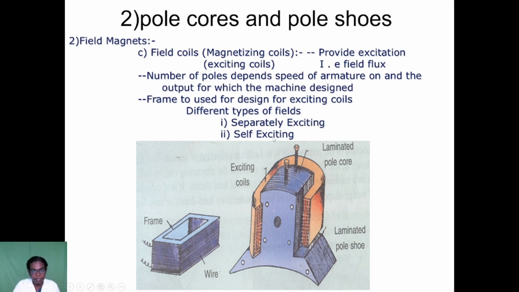There are different types of excitation: separately excited and self-excited. In the separately excited machine, the excitation is supplied separately. In the self-excited machine, the residual flux, that means the initial flux, is already present in the rotor. That flux and its current are used to carry on the process.